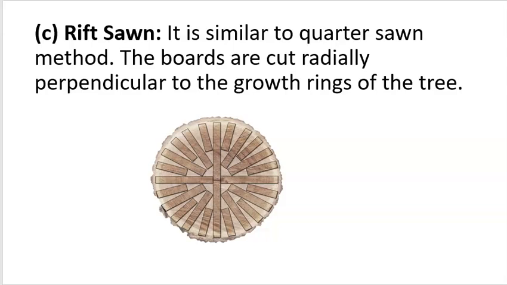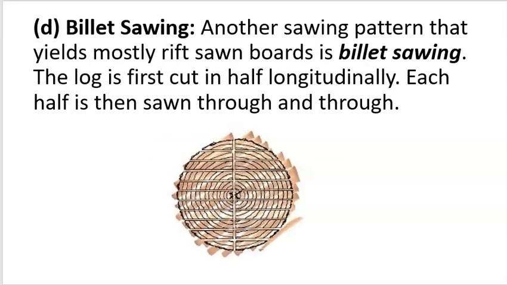C. Rift sawn. It is similar to the quarter sawn method. The boards are cut radially, perpendicular to the growth rings of the tree. You can look at the diagram there for clarification.